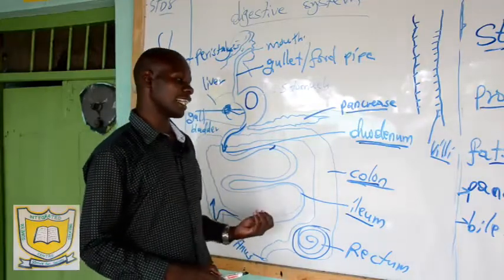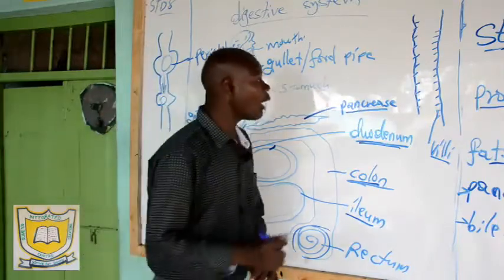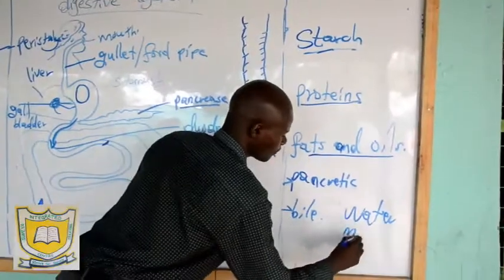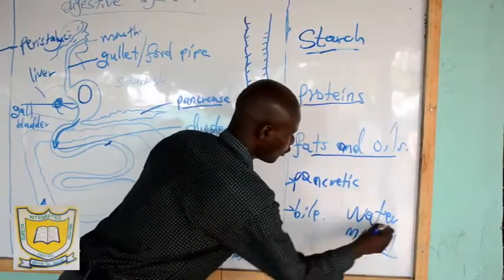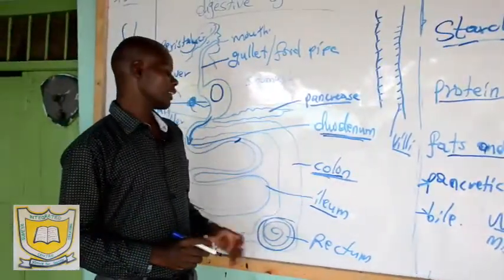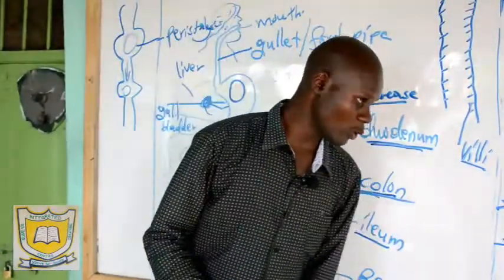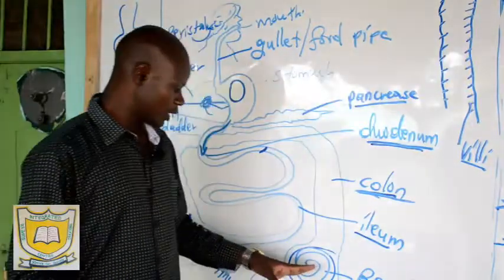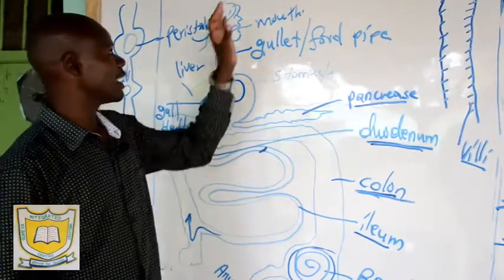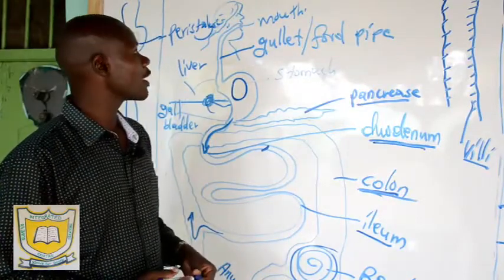Absorption of food nutrients takes place in the small intestine, but absorption of water and minerals takes place in the large intestine or the colon. The large intestine has the purpose of absorption of water and mineral salt. Now, undigested food material is released outside through the anus. That is the digestive system, which we can also call the alimentary canal or the gut.